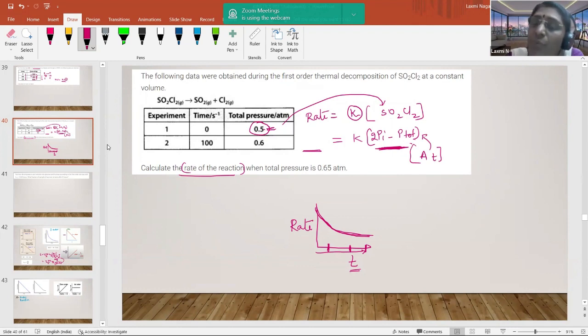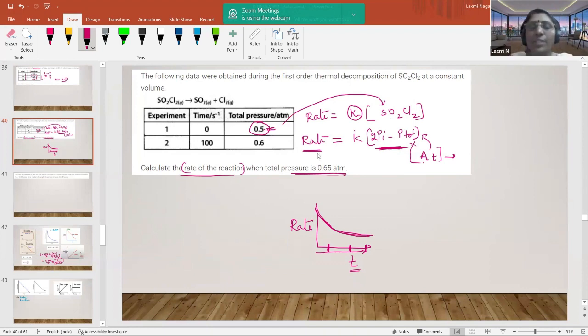So recollect, what expression did you use for left out amount? AT. If the reaction is gaseous, what did you substitute in the place of AT? 2Pi minus P total. So for this reaction, once you have found out the K, 2Pi minus P total into the K will tell me the rate. So this is one question I feel all the children, irrespective of batches, I have seen this question, they find it a little difficult.